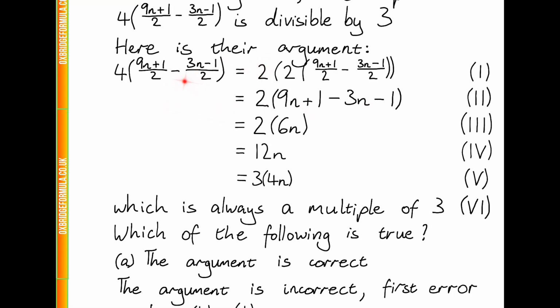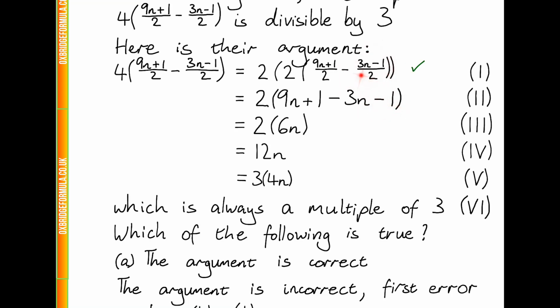So this first line, what is the first step in this argument? Well, we've just split this 4 up into being 2 times 2, and we haven't changed anything else, so that's totally valid. There's no error in line 1. Now in line 2, we've multiplied everything in the bracket by 2, so we've done 2 times (9n plus 1) over 2 to give us 9n plus 1, and we've done 2 times minus (3n minus 1) over 2, and the student's written down minus 3n minus 1.